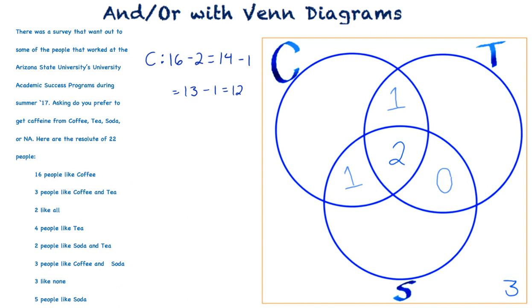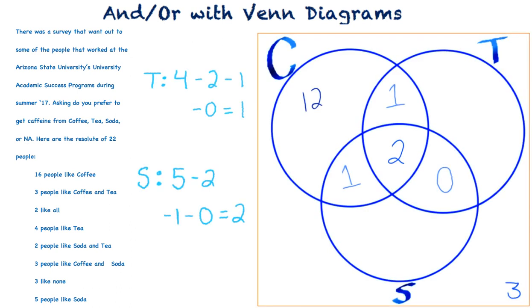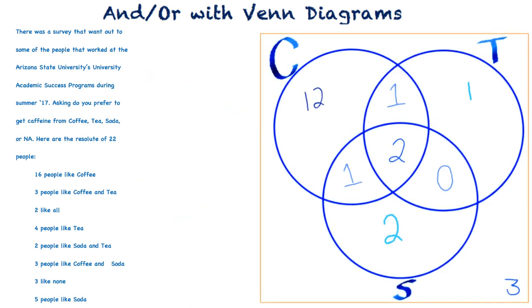What would the numbers be for tea and soda? For tea, there is 4 minus 2 minus 1 minus 0, and that will be 1. Now, for soda, it will be 5 minus 2 minus 1 minus 0, and my result is 2. Good job. Both results that you calculated look good here. Let's check. All the numbers should add up to 22. 3 plus 12 plus 1 plus 1 plus 1 plus 2 plus 0 plus 2, which equals 22.